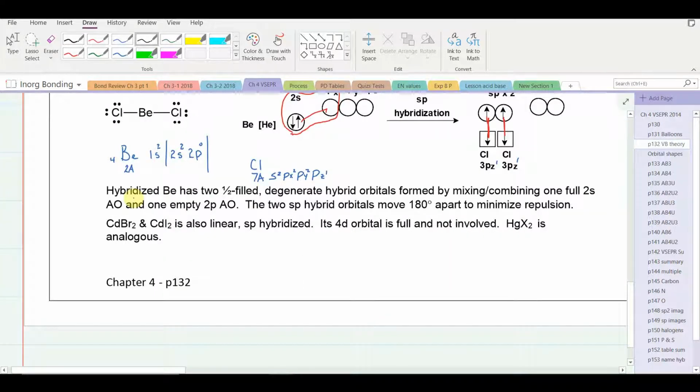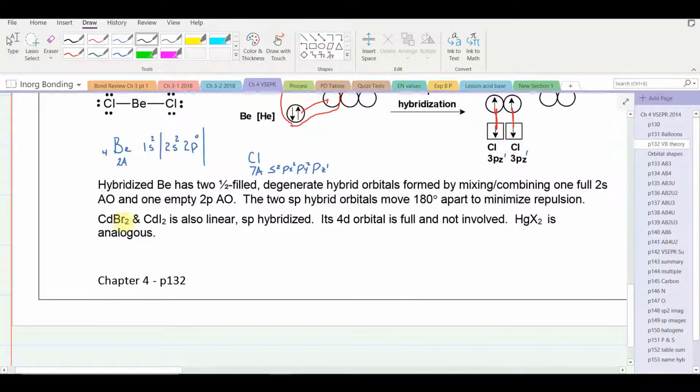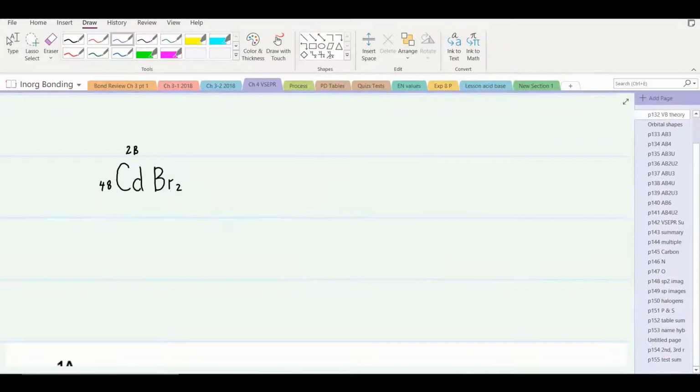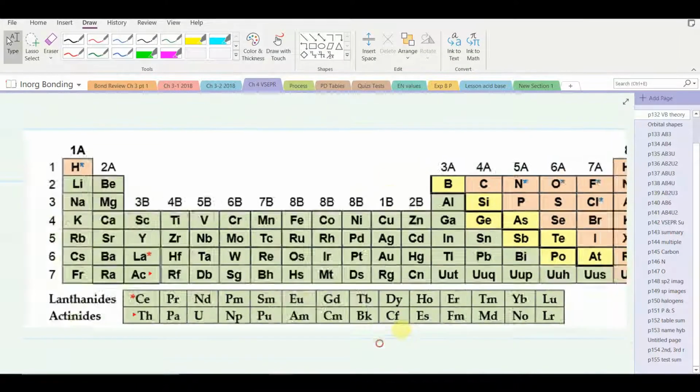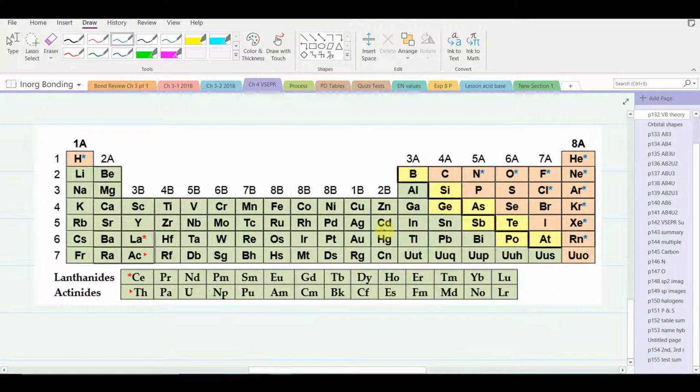Bonding in other compounds can be described in the same way. Cadmium bromide, cadmium iodide, they are also linear and they would be sp hybridized. Take a look at the electron configuration in this example. Let's consider cadmium bromide. Cadmium is in group 2B. It's a transition metal, so its electron configuration will be krypton 5s2, 4d10. The d orbitals are full, and then 5p0. Now the d orbitals are not involved in bonding, so we're going to list it as krypton, 4d10, 5s2, 5p0.